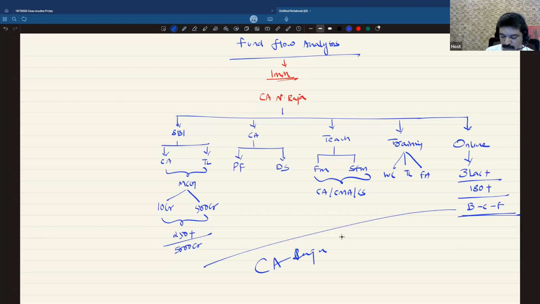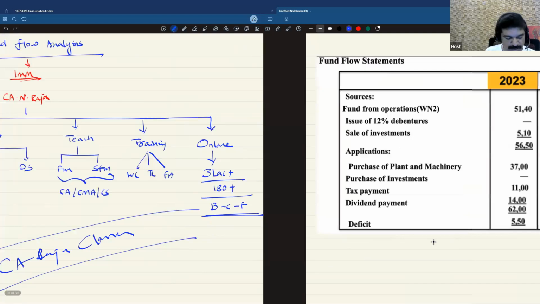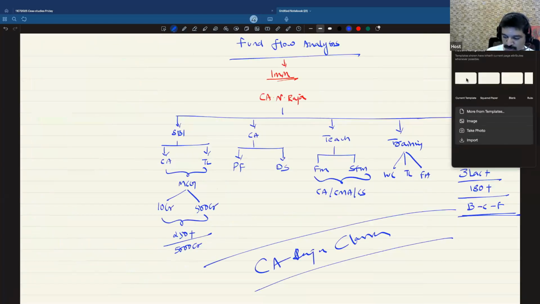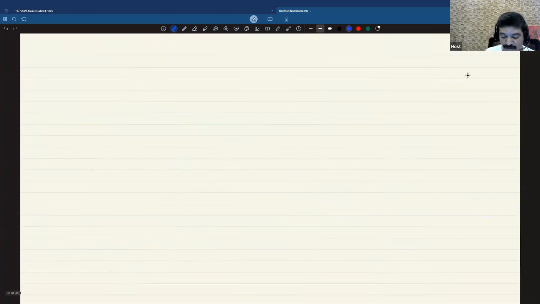And my learning portal is CA Raja Classes. So let's jump into the discussion. The focus of today's session is fund flow analysis.